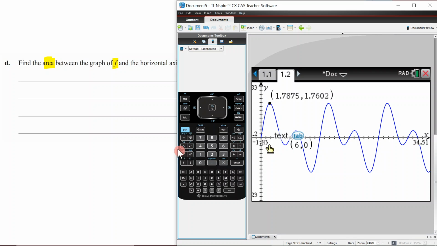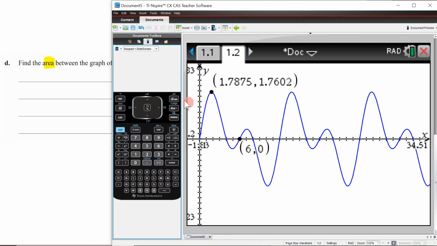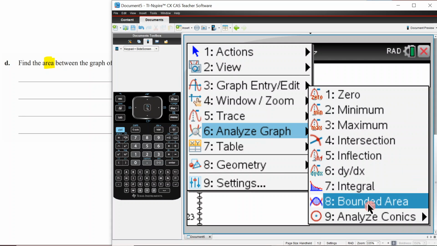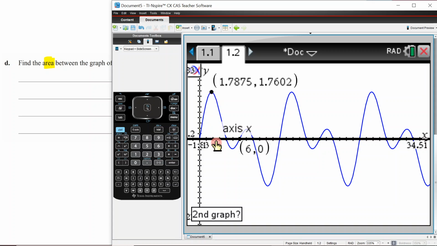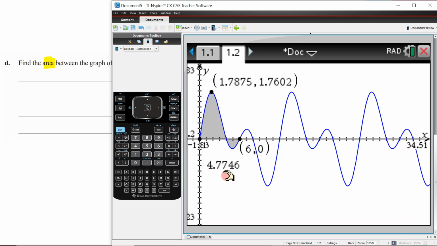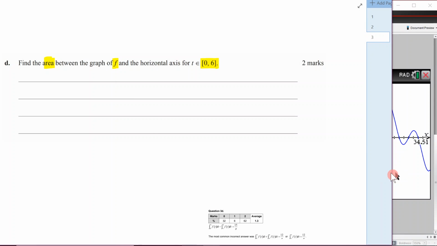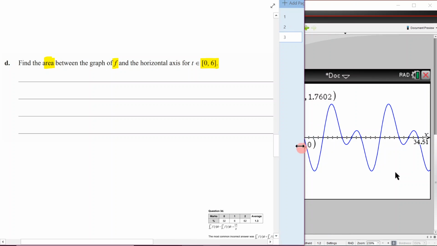If I wanted the approximate, now note, the question is not asking for the approximate, but if I did, I would simply go analyze graph, bounded area for this graph and my x-axis, from this point right here all the way to this point here. The approximate answer would be 4.7746, but it doesn't want the approximate, it wants the exact. So that means we're going to have to go to our calculator page and do some integral work. So let's first write down what we're going to be doing here. This question is worth 2 marks, so I'm going to need some working.